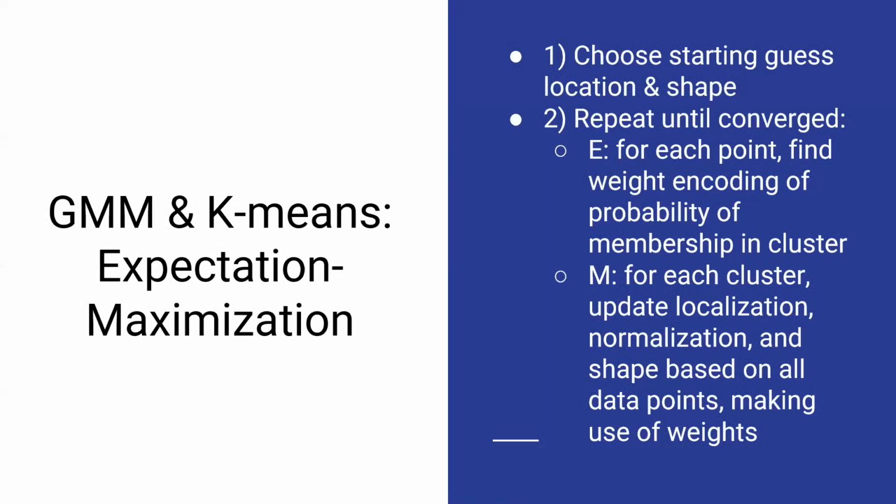So GMM and k-means use expectation and maximization to identify the clusters and assign points. What this means is they first choose a starting guess for location and shape, and then repeat until the data has converged. For the expectation part, each point is assigned a weight encoding the probability of membership within that cluster. And for maximization, each cluster updates its location, normalization, and shape based on all data points. It also utilizes weights to do so.